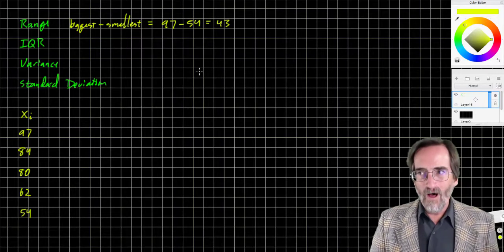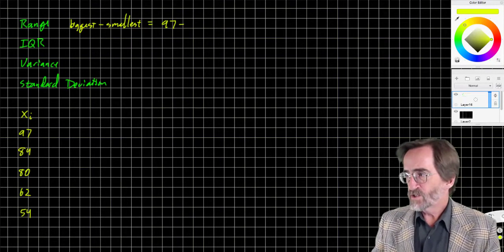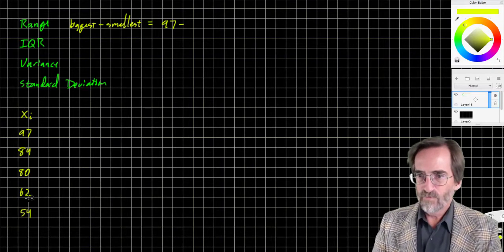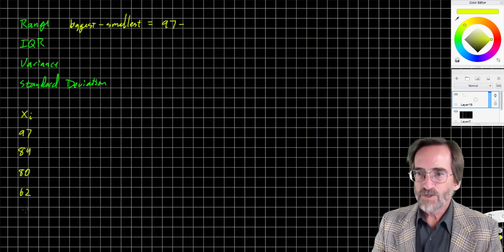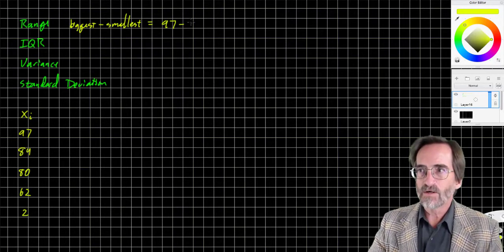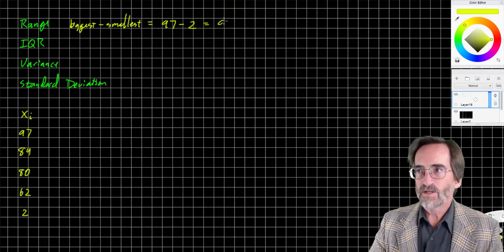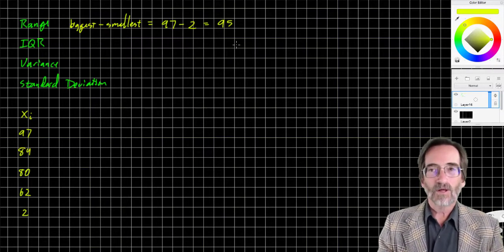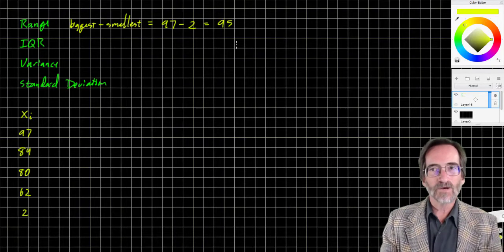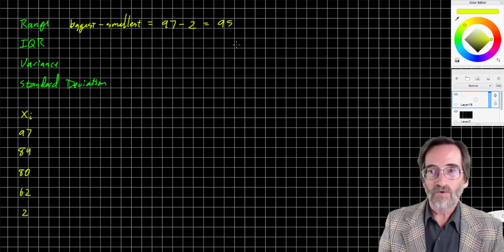But let's say I changed one value, and I changed the 54 to 2. Changing that one number would have a very large impact on the range, wouldn't it? 97 minus 2, and now it has a range of 95, when all I did was change a single number. That's called an outlier, by the way. And so range is very much impacted by outliers. Interquartile range might be a way to overcome that.